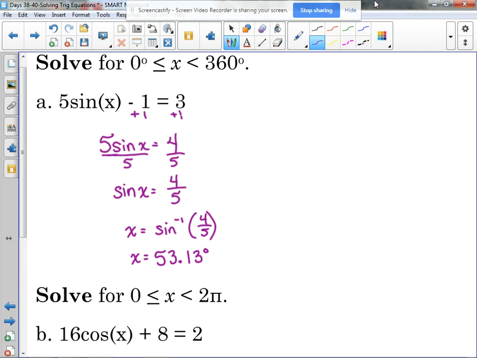Now, when we were doing these problems the last 2 or 3 days here, we've always had more than one answer. Well, the calculator is only going to give you one answer.